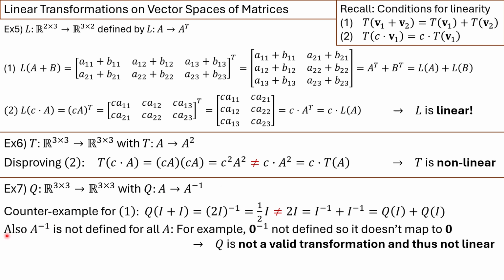Also, strictly speaking, this isn't even a valid transformation on the whole space, because the zero matrix, for example, has no inverse. If the zero vector breaks the machine, it is already game over, because for it to be linear, we have to make sure that the zero vector is mapped to the zero vector. But in this case, the zero vector is mapped to nothing, so Q is not even a valid transformation.